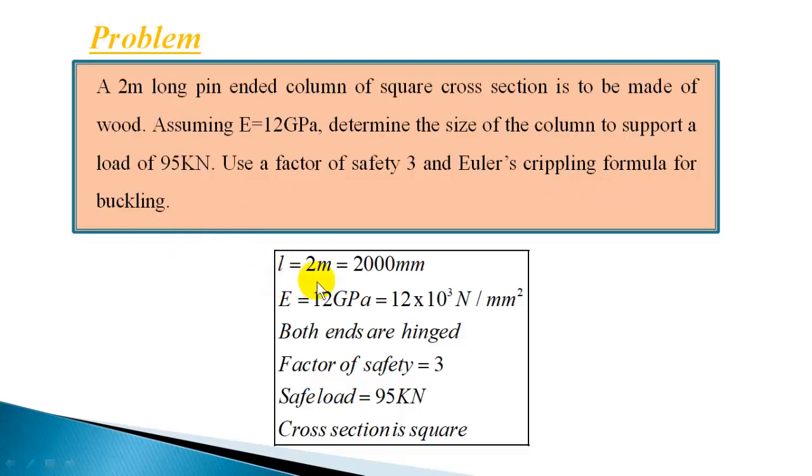Given that L is equal to 2 meter or 2000 mm, Young's modulus is 12 gigapascal or 12 into 10 raised to 3 Newton per mm square. The column has both ends hinged. Factor of safety is 3 and safe load is 95 kilonewton and cross section of the column is square. And we need to find out the size of this square cross section to support this safe load 95 kilonewton with a factor of safety of 3.